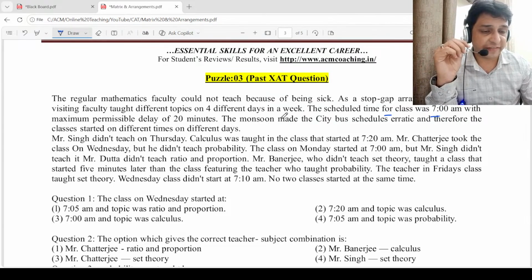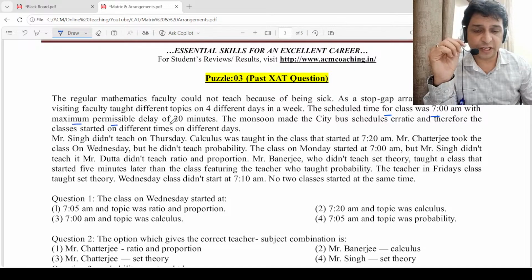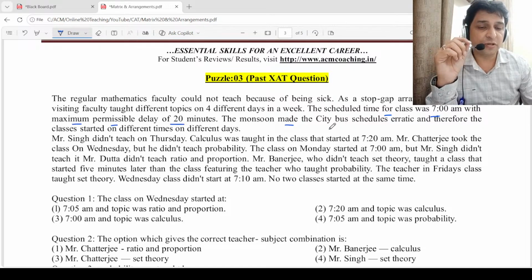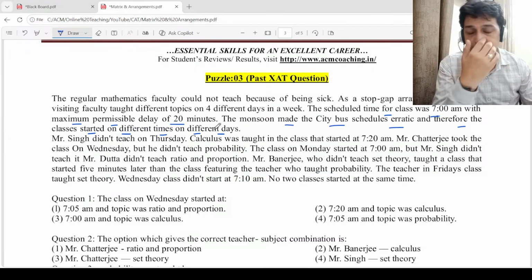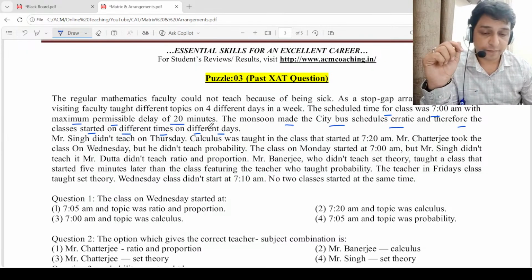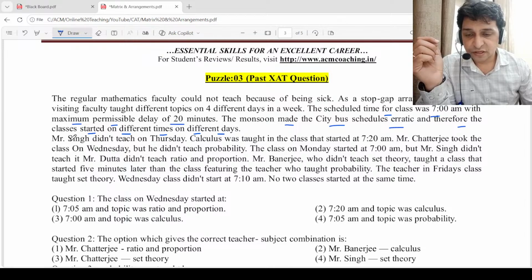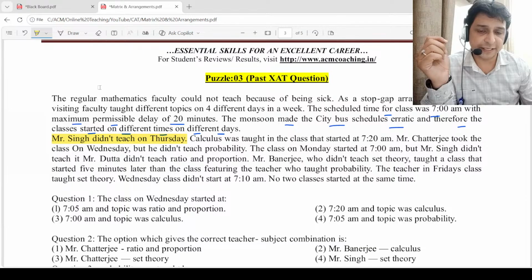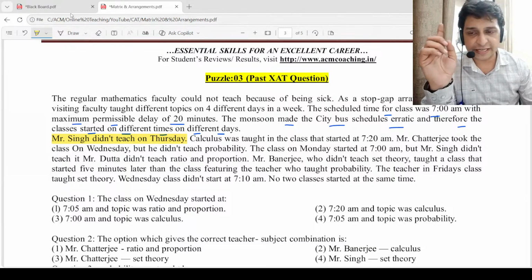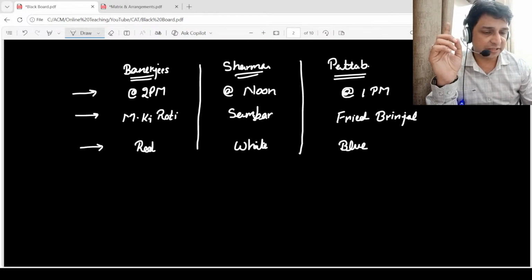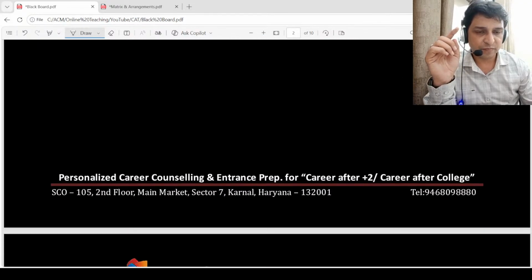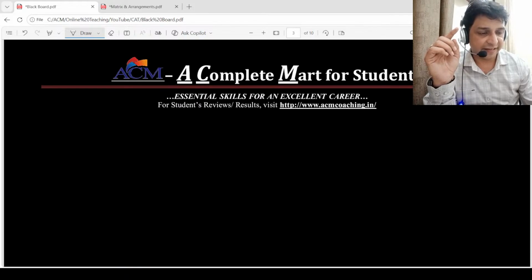Scheduled time for class was 7 a.m. with a maximum permissible delay of 20 minutes. The monsoon made the city bus schedule erratic and therefore the classes started at different times on different days. Nothing is given, so we can't use matrix at all. The table method. Now the first information which I got is that Mr. Singh did not teach on Thursday. So we have one name and one day. So let's see. First of all, write the name of this gentleman, that is Mr. Singh.